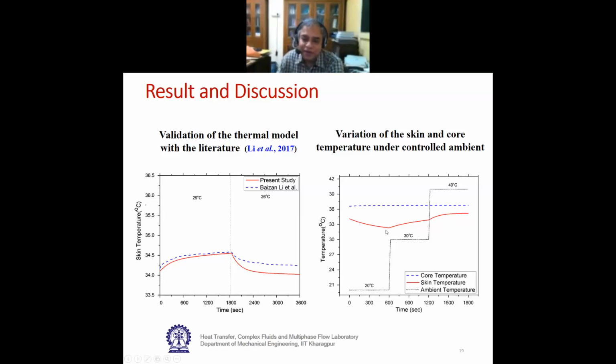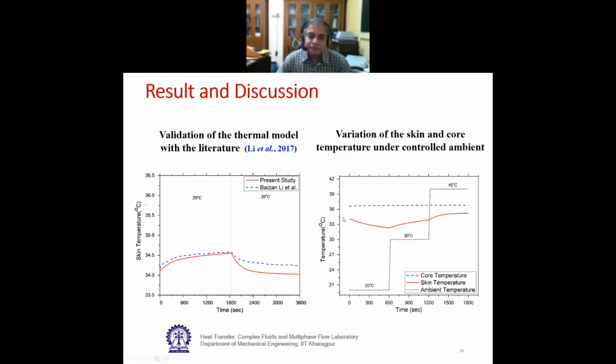And then we are considering that, let's say, initially ambient was at 26 degrees Celsius. Then the ambient temperature is reduced to 20 degrees Celsius. Then it is increased to 30 degrees Celsius, and then it is increased to 40 degrees Celsius. Some kind of an imaginary thermal cycle. So here what I can see is that the core temperature, even though there is almost 20 degrees Celsius temperature difference, remains constant, because we have considered all the thermoregulations as far as possible in our model.